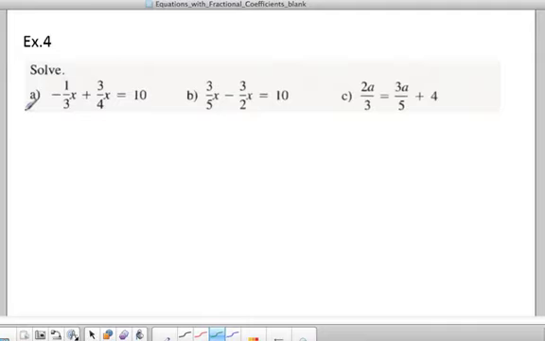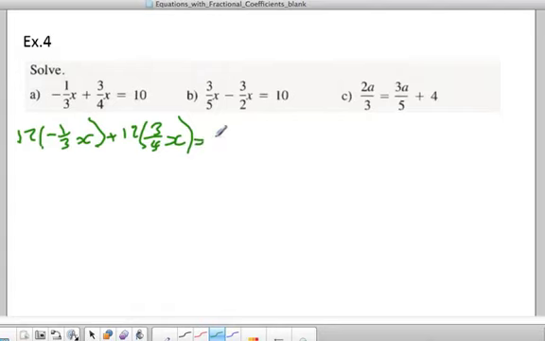Okay, in 4a, we're going to multiply both sides, or everything on both sides, by 12 in order to get rid of the fraction. So 12 times negative 1 over 3x plus 12 times 3 over 4x is equal to 12 times 10.